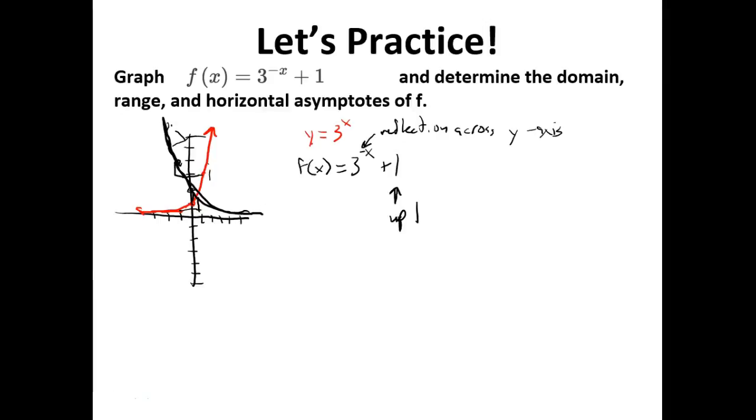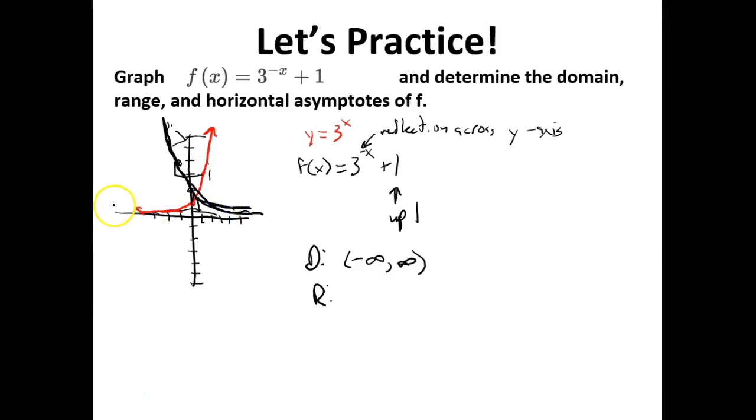And so from that, the domain, there's still no variables in the bottom of a fraction. There's still no roots. So the domain is still anything, negative infinity to positive infinity. The range on this one, low to high, this time it's up 1. So everything that was before got moved up 1.